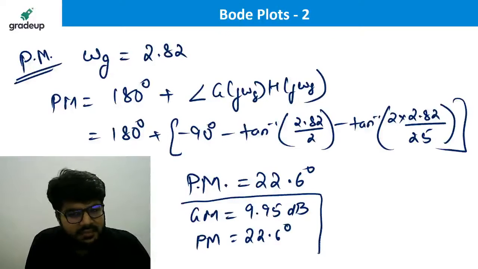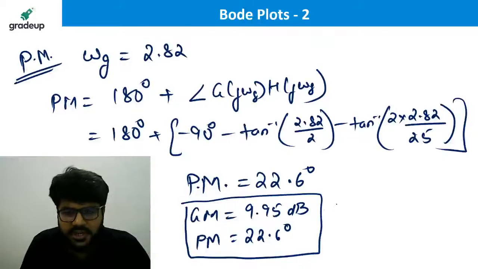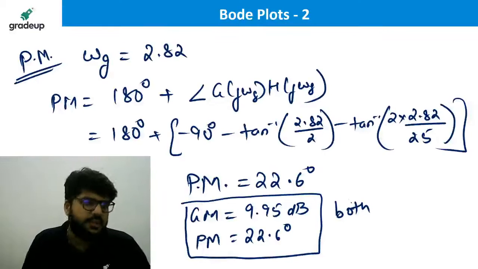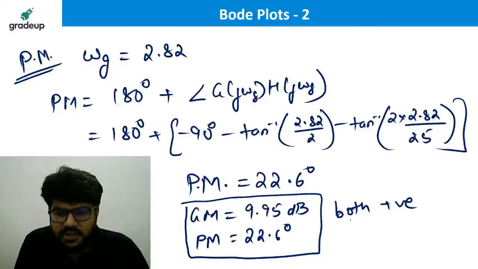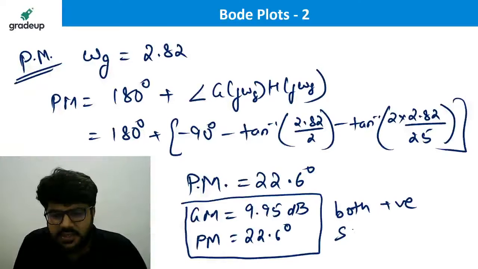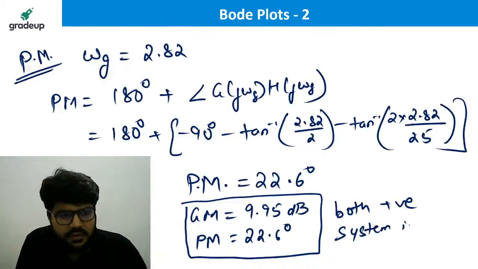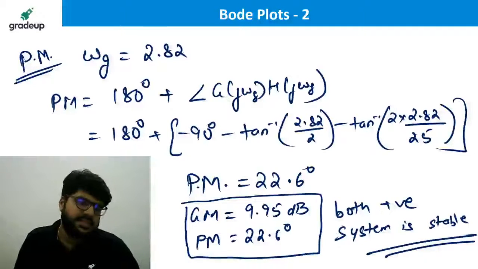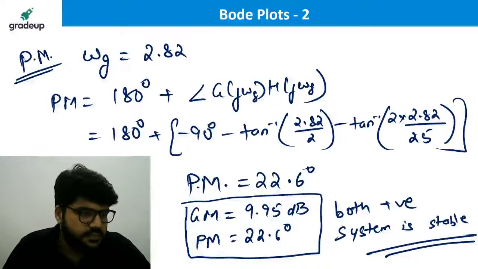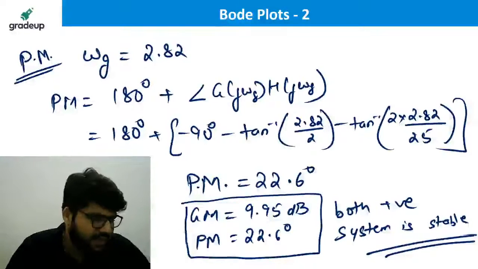I have already said, I've given you confirmation, both are positive and always both will be of the same sign. Both are positive, so the system is stable. All right. This is about the gain and phase margin.